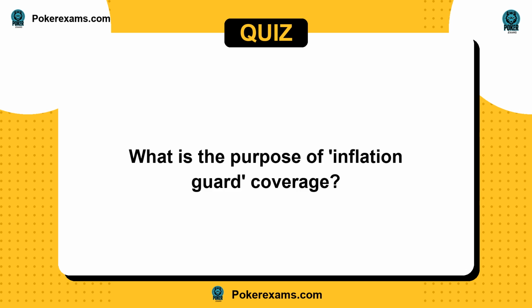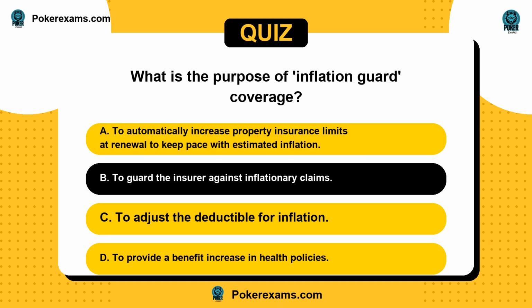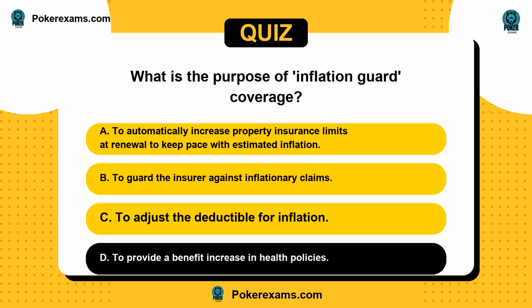Next question. What is the purpose of inflation guard coverage? Is it A, to automatically increase property insurance limits at renewal to keep pace with estimated inflation? Or B, to guard the insurer against inflationary claims? C, to adjust the deductible for inflation? Or D, to provide a benefit increase in health policies?